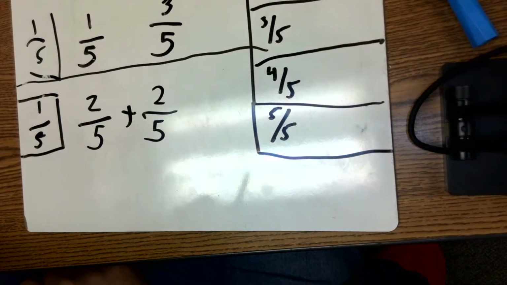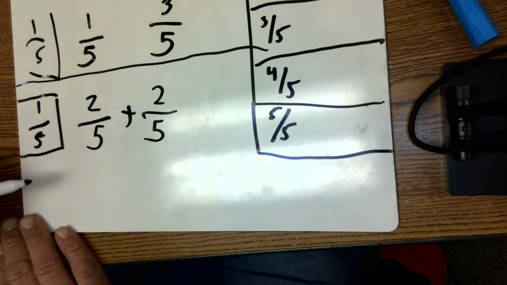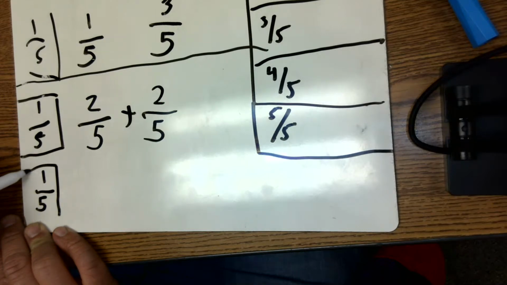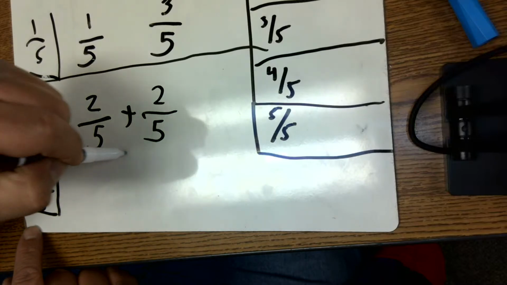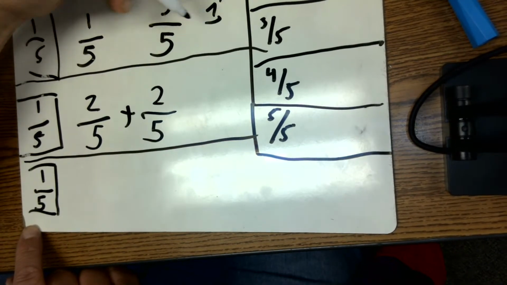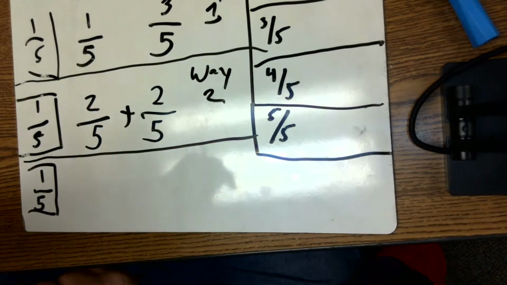Now I need one more way, Anthony. How do you show that? I did show that now. Give me one more way. Remember, Jackie ate the 1/5 over here. Give me one more way to show it. It asks for 3 ways. This is way 1. This is way 2. Give me a way 3.